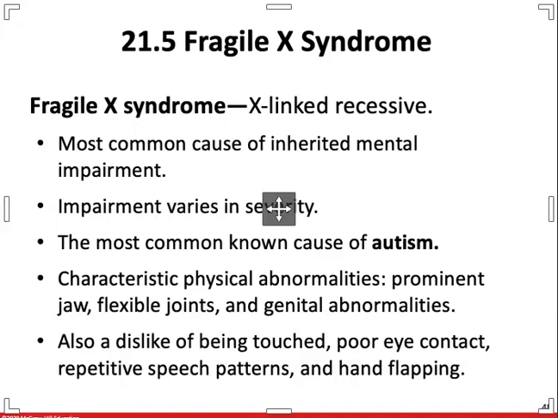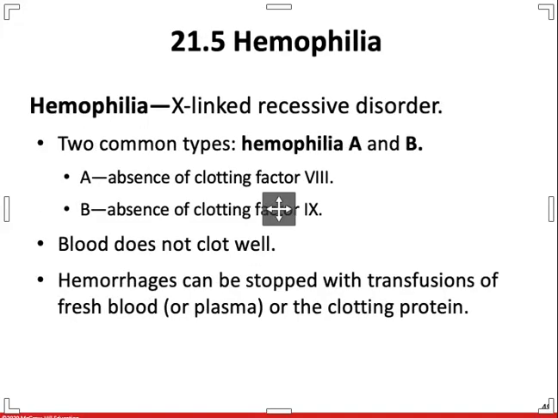Characteristics: there are a few characteristic physical abnormalities like a prominent jaw and flexible joints. There are a few genital abnormalities. Typically also a dislike of being touched, poor eye contact, repetitive speech patterns, and hand flapping. All of those can be associated with Fragile X syndrome.